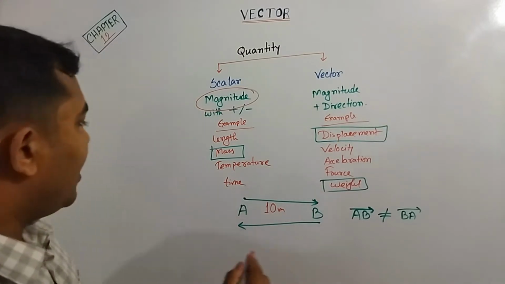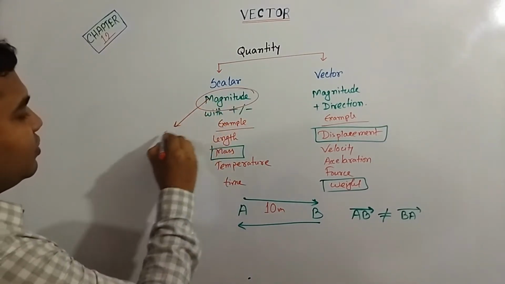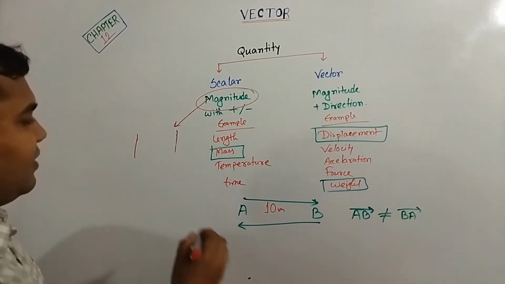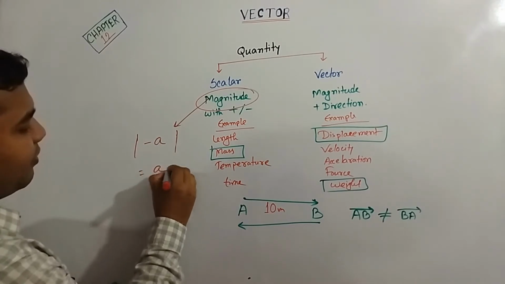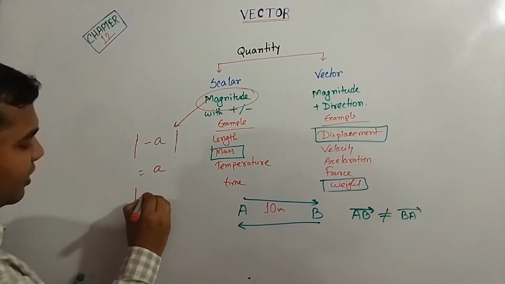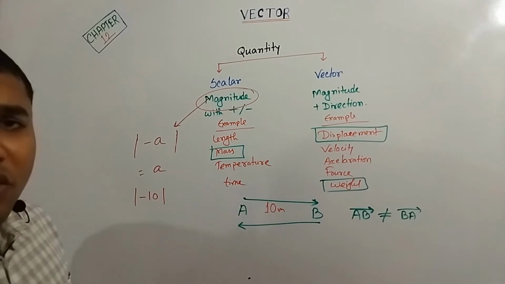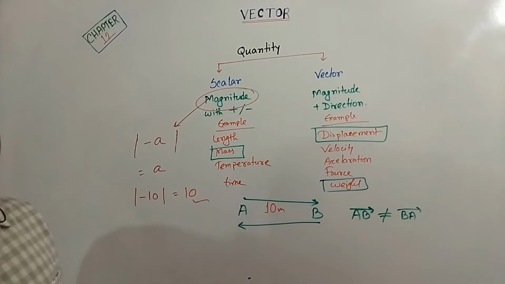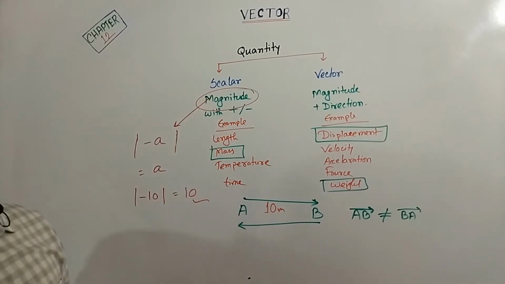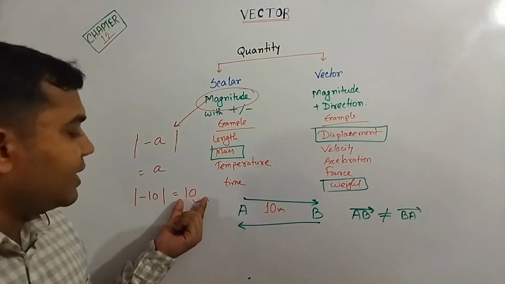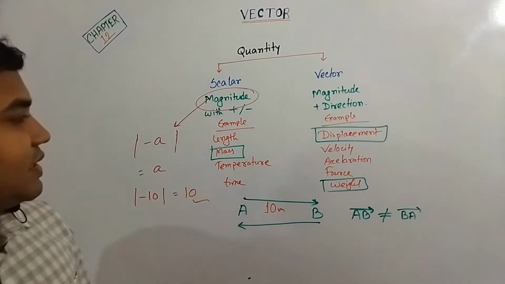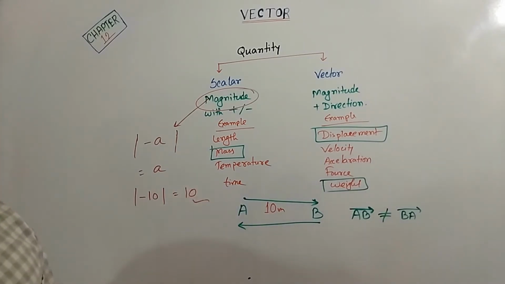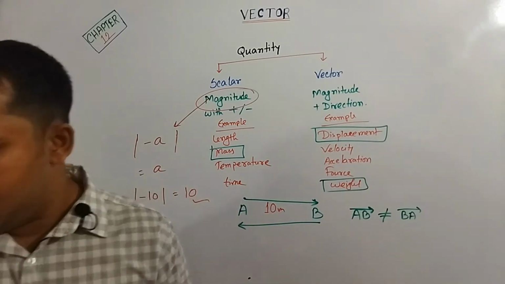Why? For magnitude, we can express anything by modulus, and if I write any number in here, we'll get the positive value. If I am going to find the value for minus 10, what is the magnitude of minus 10? Obviously it will be 10. So this is the magnitude part, or the magnitude represents the value which must be positive.